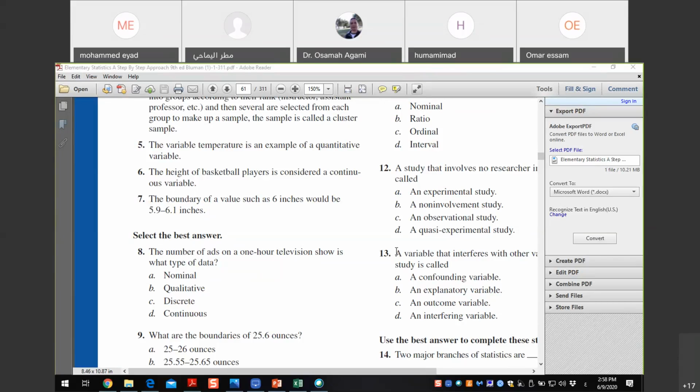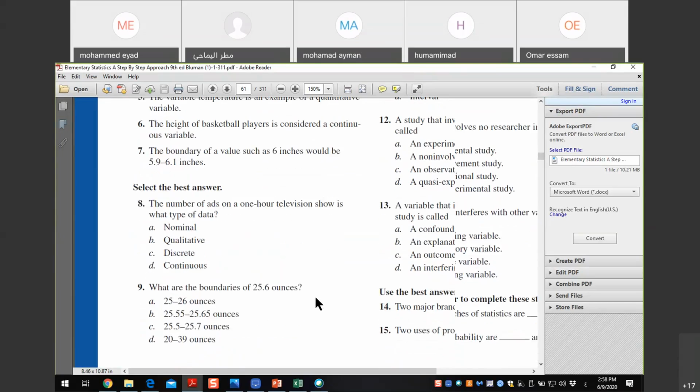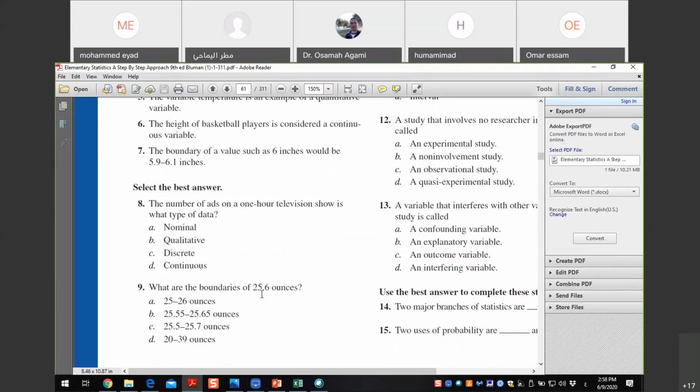Kareem. Yes, doctor. Number 8, please. What are the boundaries of 25.6 ounces? B. Excellent. Why? Because you have one decimal, so your unit here is one out of 10, right? Half of one tenth is 0.05. So you subtract 0.05 from this one, you have 25.55, and you add 0.05 to this one, you have 25.65. Excellent. Thank you very much.